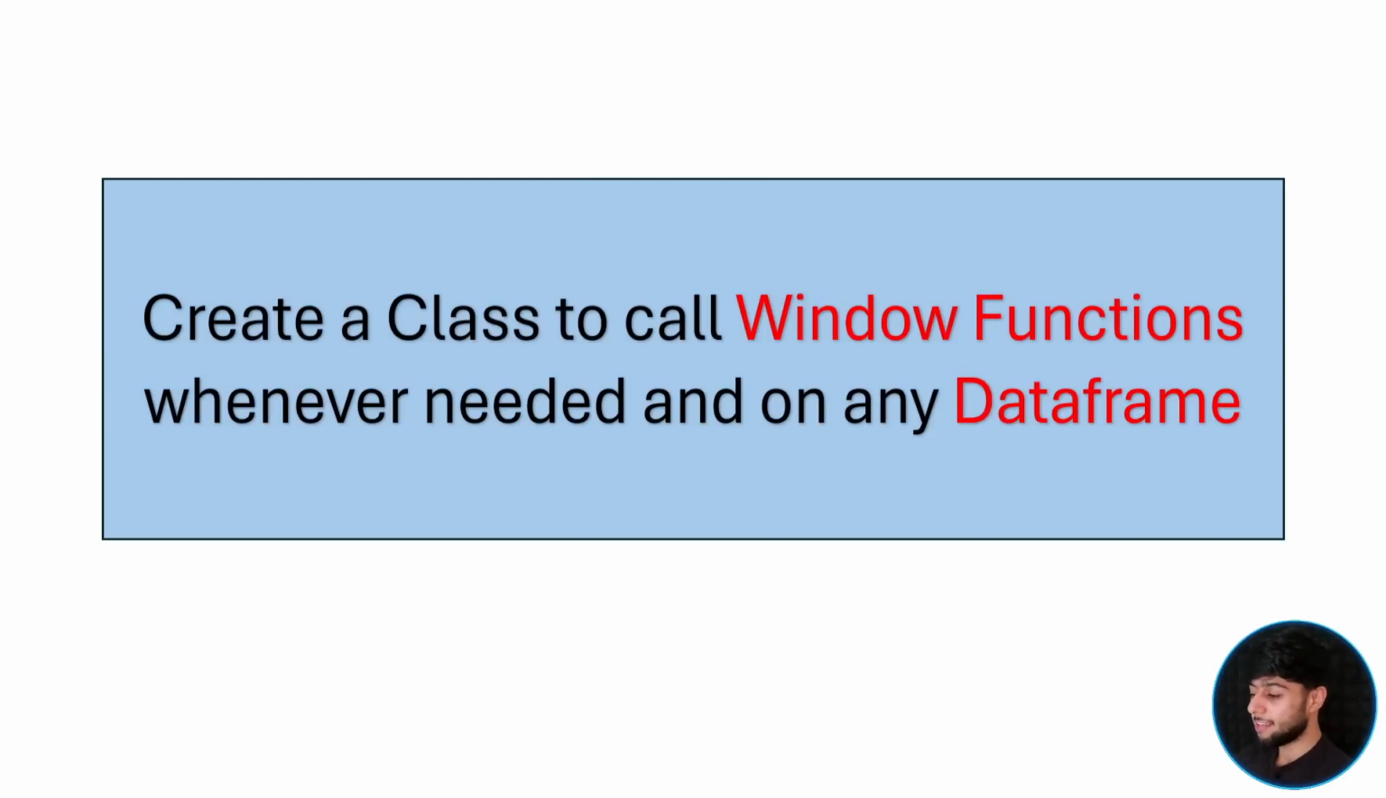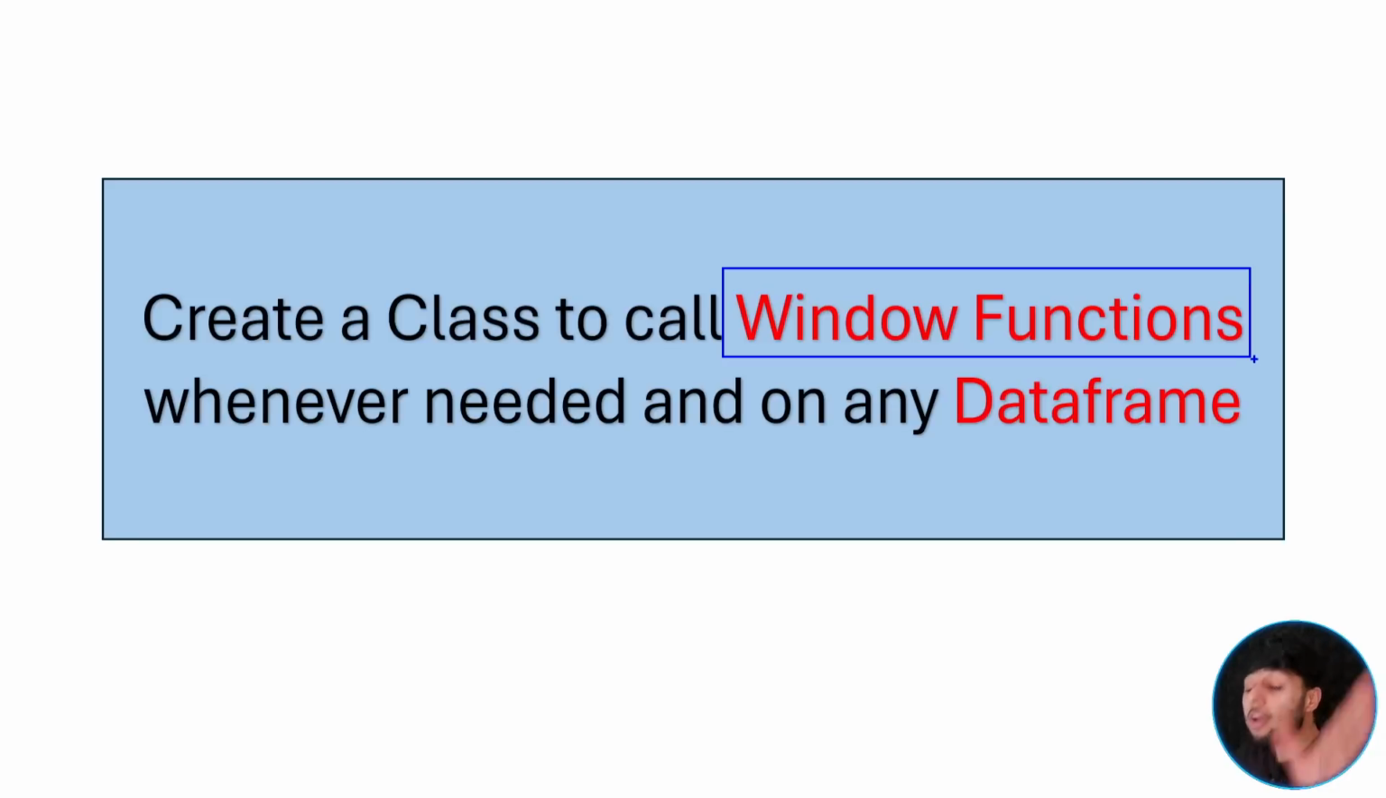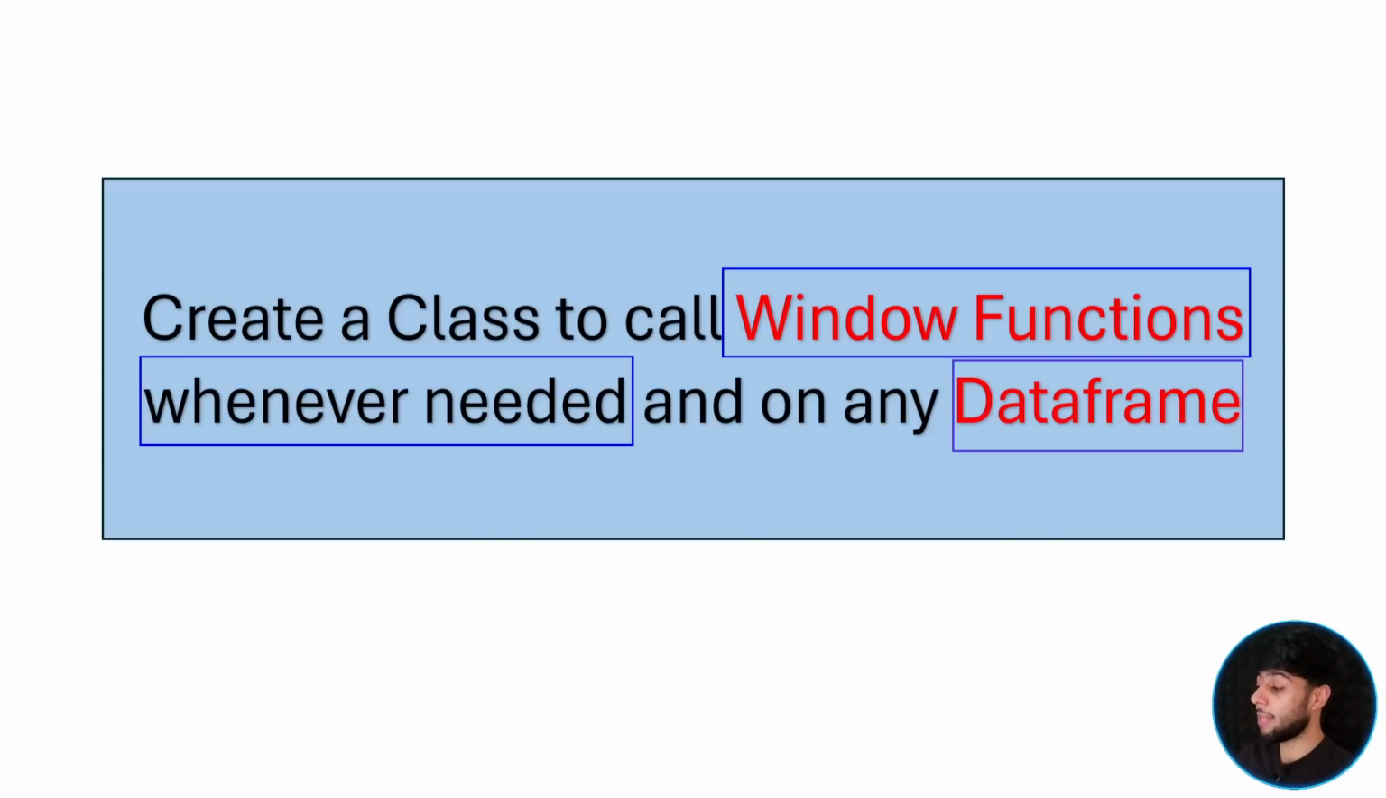It is saying create a class to call window functions whenever needed. Wow. And the best part is on any data frame. That means the data frame cannot be static. Did you understand the concept? What exactly we need to do? Let me explain and take you to the Databricks notebook. This is one of the favorite questions for today. Trust me, an amazing real-time scenario.